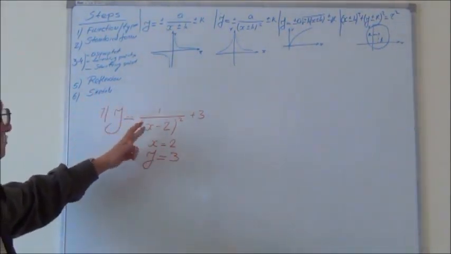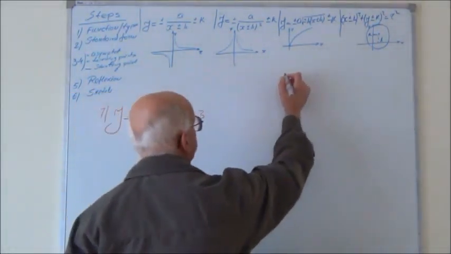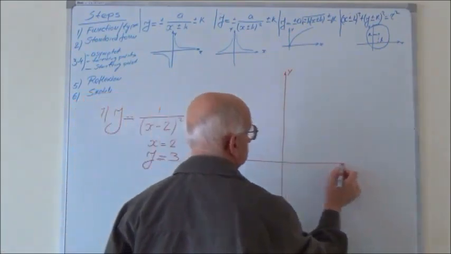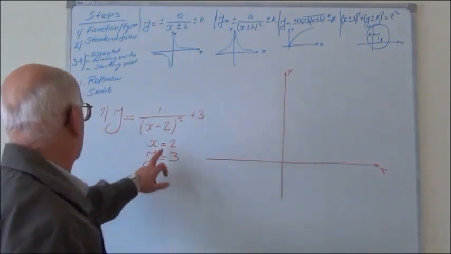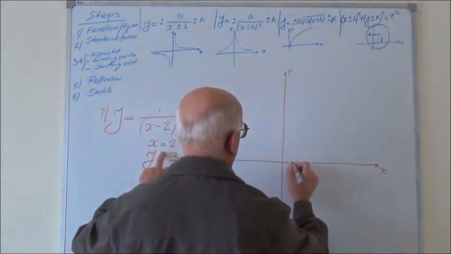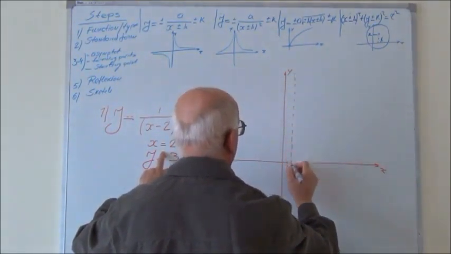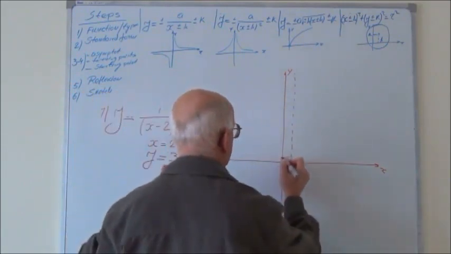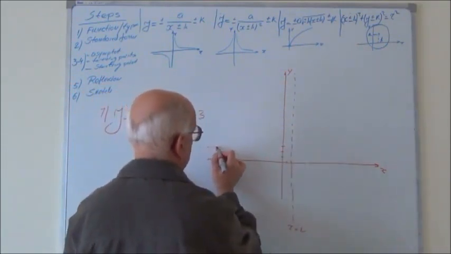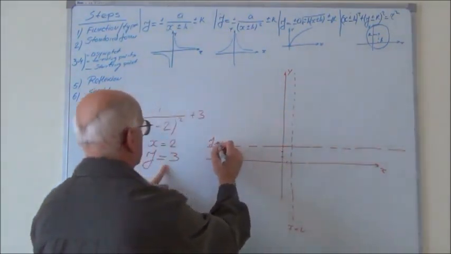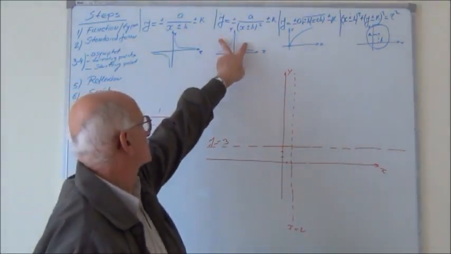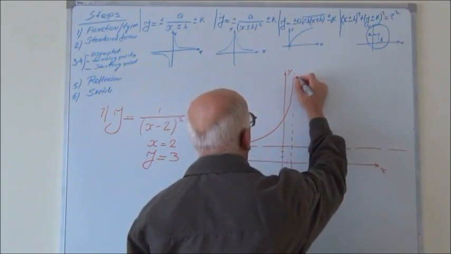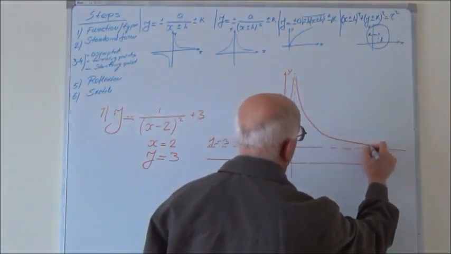Is there any reflection? No. And we can sketch the graph. x equals 2, vertical asymptote, and horizontal asymptote y equals 3. And we have this truncus, like that.